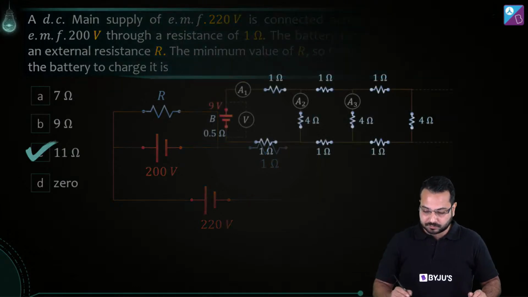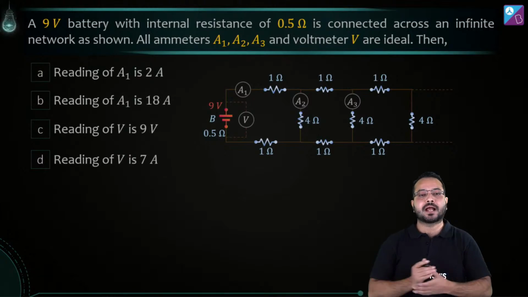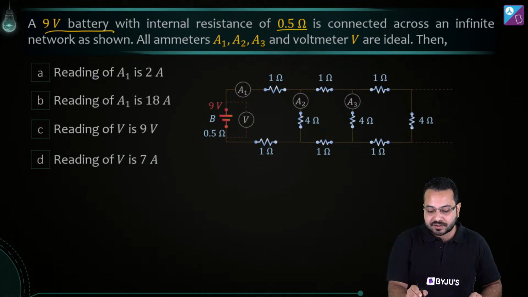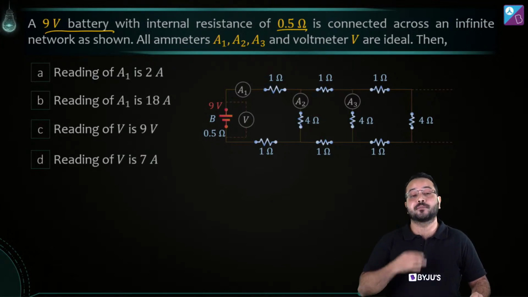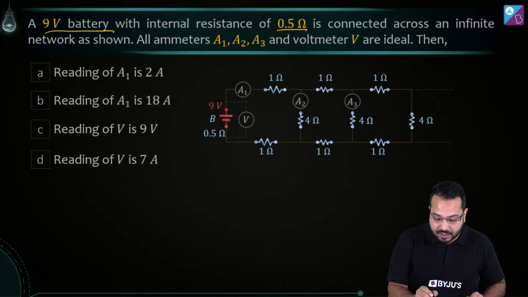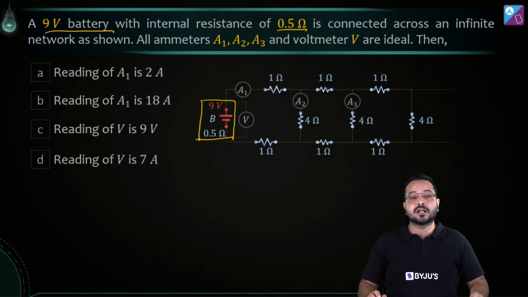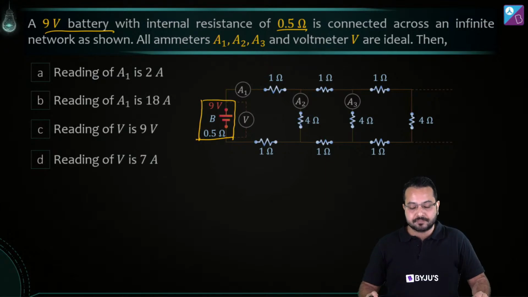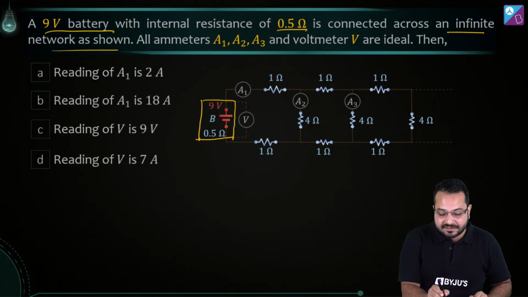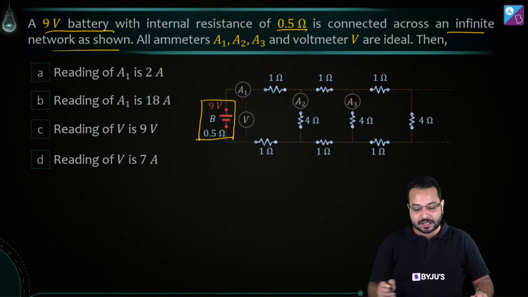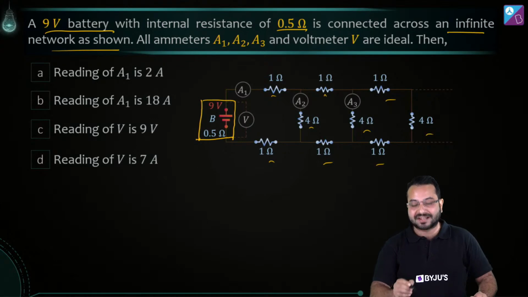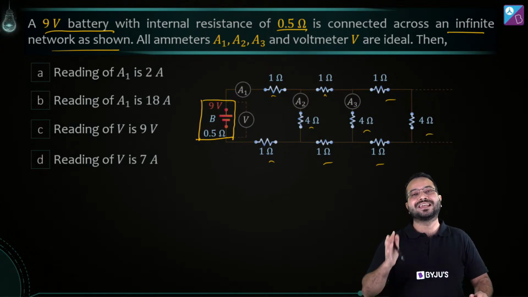Here we go. Alright, let's look at this question. We have a 9-volt battery with internal resistance of 0.5 ohm. So here is our battery. Now see that this battery contains the internal resistance as well. It is connected across an infinite network. Do you see this infinite network? 1, 4, 1, 1, 4, 1, 1, 4, 1, and this pattern is going to repeat itself infinitely.